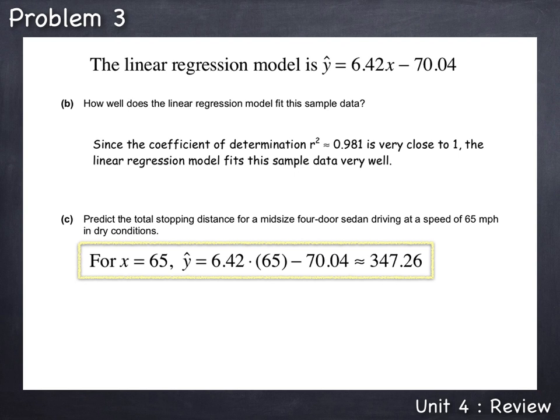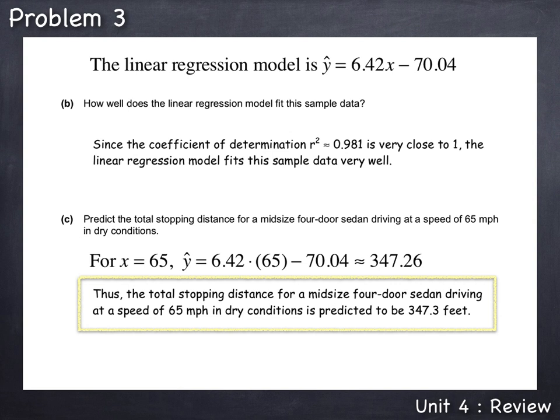And y in our model is the total stopping distance. Total stopping distance is measured in feet. So for x equals 65, that is a mid-size four-door sedan driving at a speed of 65 miles per hour in dry conditions, the total stopping distance, y hat, equals 6.42 times 65, subtract 70.04, equals 347.26 feet. So now we can give our answer to part C.